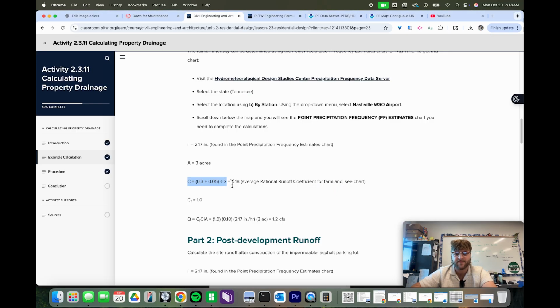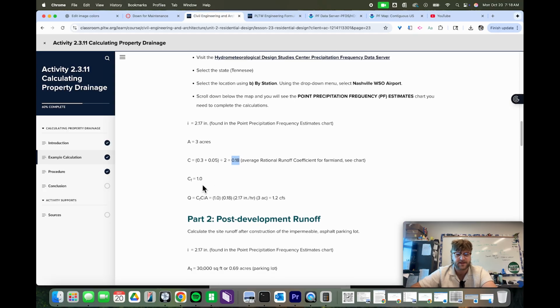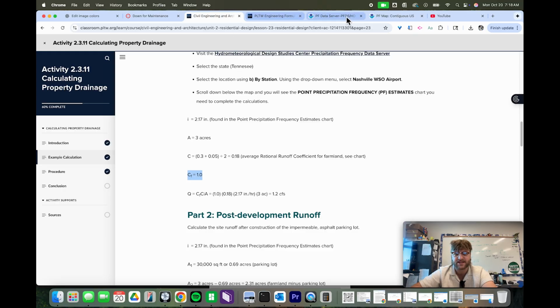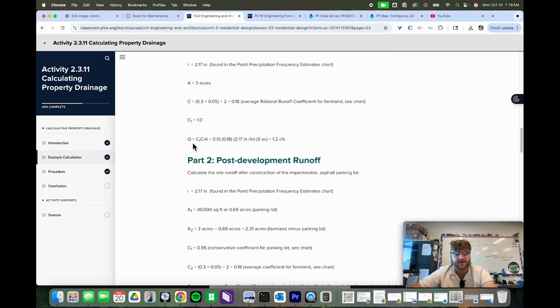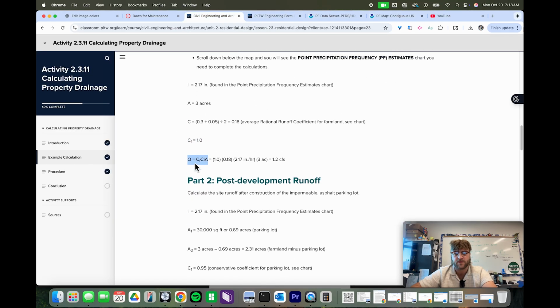So 0.175, they end up averaging or rounding this up to actually be 0.18 for their calculations. CF, since this is just the 10-year storm, you'll remember CF 10-year storm return period is just 1 for that value. And so now what we can do is plug in all of these known values. Q equals CF CIA. So we got 1 times 0.18 times 2.17, which is that rainfall intensity, multiplied by the total area, which is 3 acres. So we end up with the 1.2 CFS.